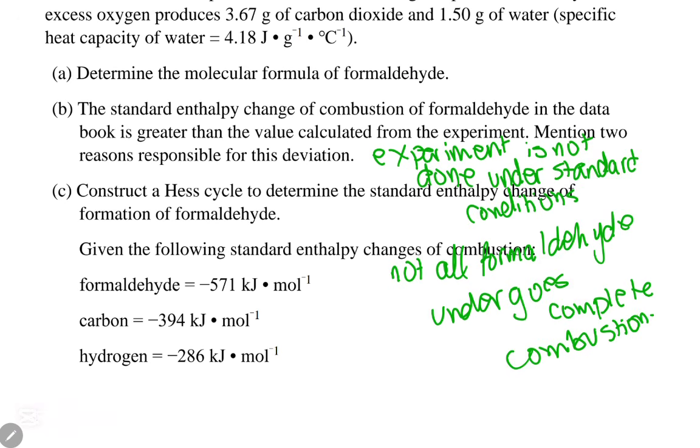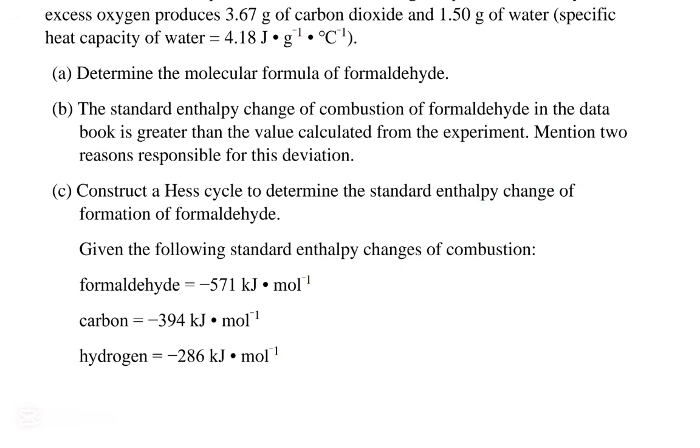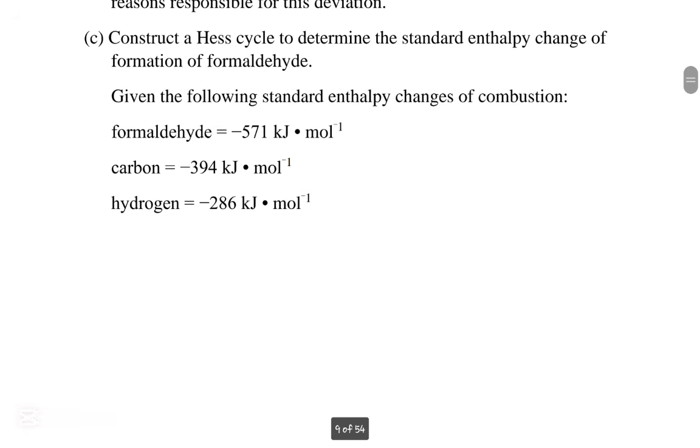And another factor is that heat is lost to the surroundings. So three possible reasons, okay? That the standard enthalpy change of combustion of formaldehyde in the data book is greater than the value obtained is because maybe the experiment is not done under standard conditions, or not all formaldehyde undergoes complete combustion, or there is heat loss to surroundings. We'll move on to part C, construct.